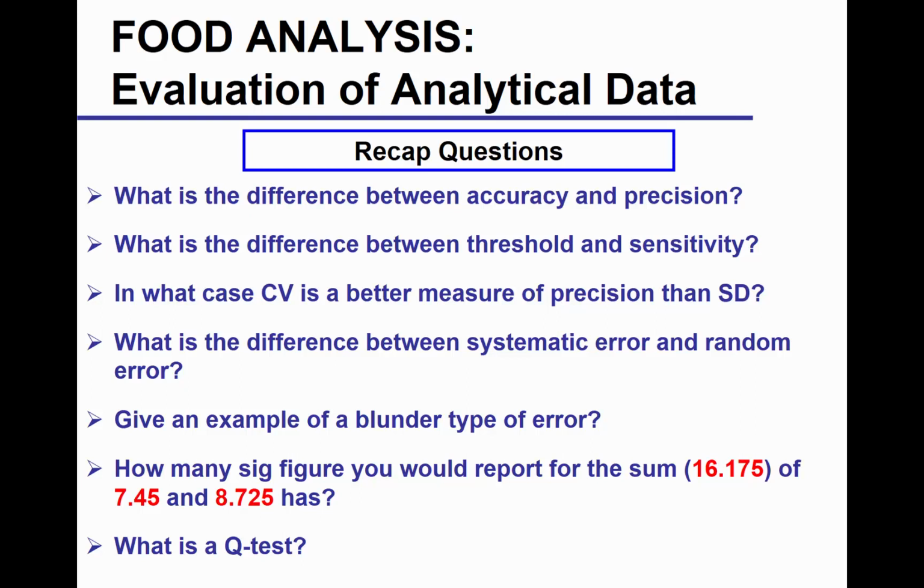What's the difference between systematic error and random error? Oftentimes, systematic error is tied to an instrument or tool you're using in the lab. Random error could be anything. Give an example of a blunder type. You will have lots of blunders during this semester, things we've had before, things we've never had before, so you'll come up with your own list. And then knowing how to report significant figures, and this is annoying, but hopefully we'll get through it somehow. And then know your Q test, because you will be using it.